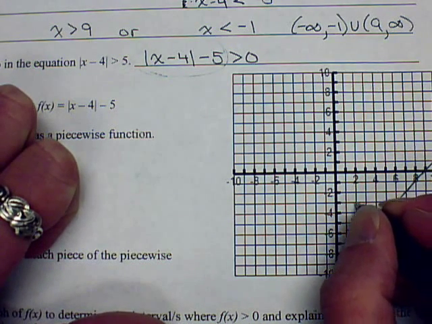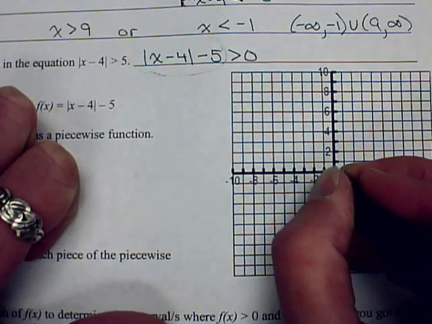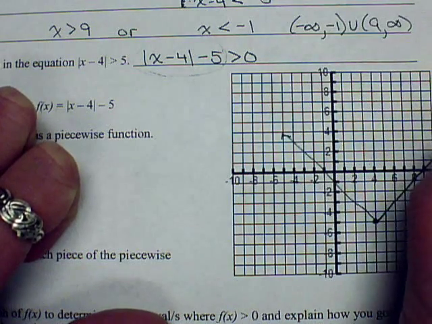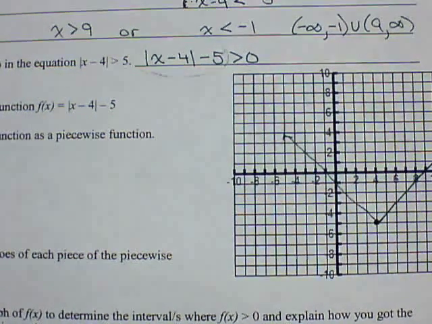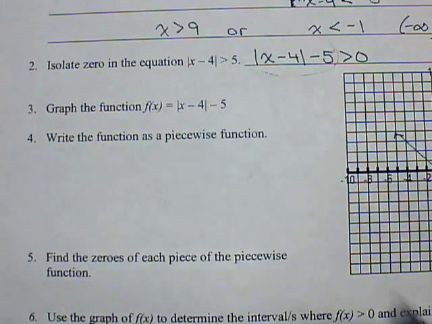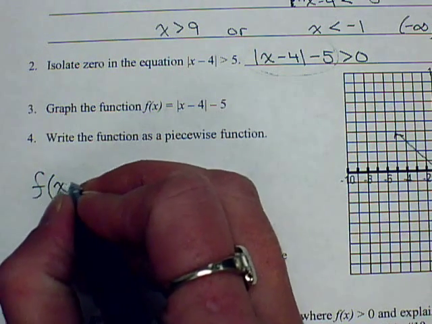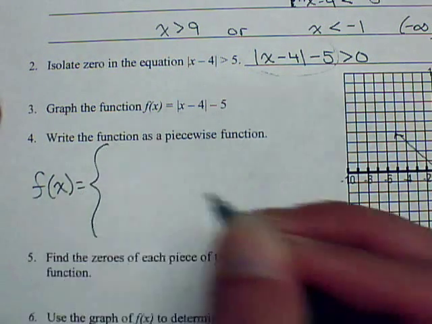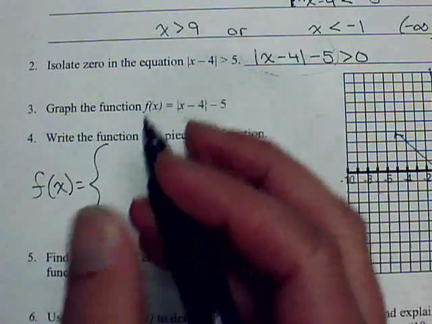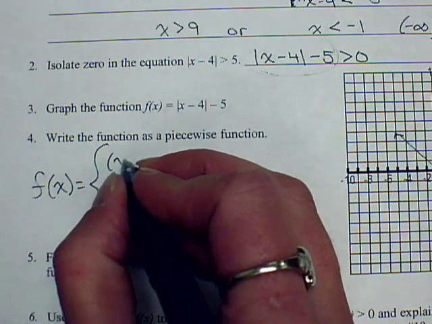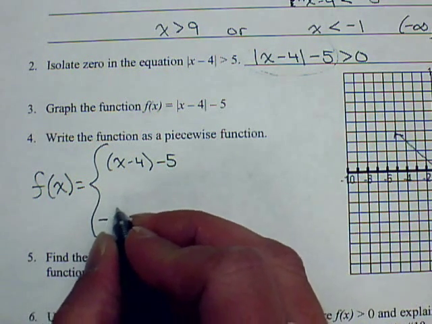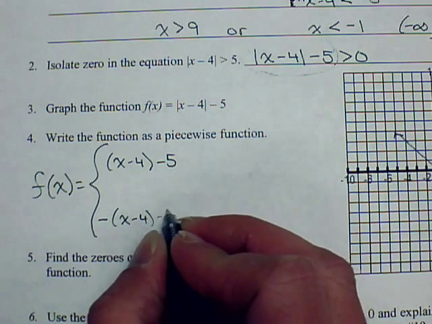So here we go. All right. Let's go back over here for a second. Let's rewrite this as a piecewise function. F of x equals... piecewise function. Remember, we just did this on the other side. We're going to change the absolute value to parentheses. And so I'll get x minus 4 minus 5 on the top one, and then negative x minus 4 minus 5 for the bottom one.